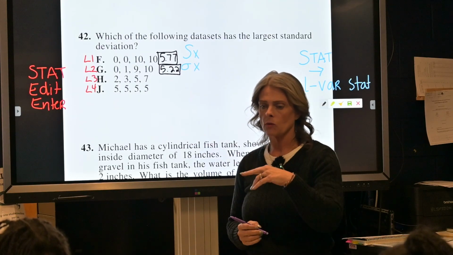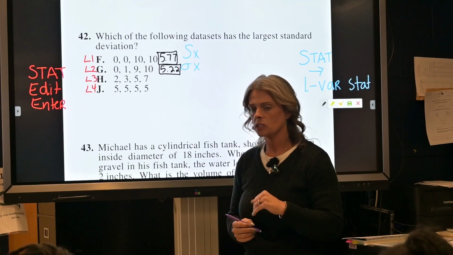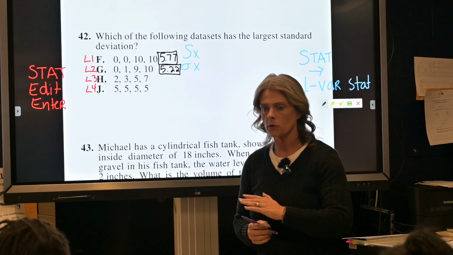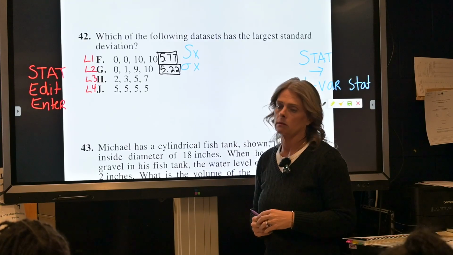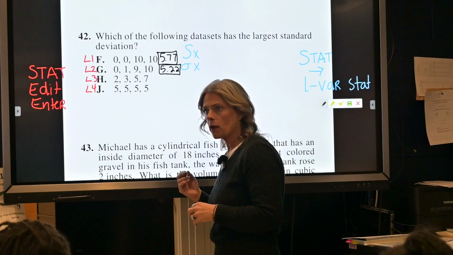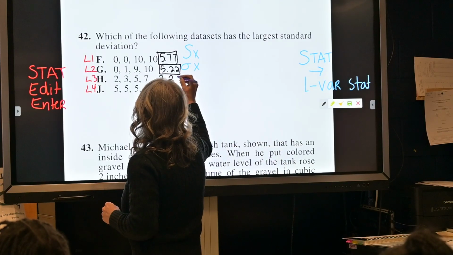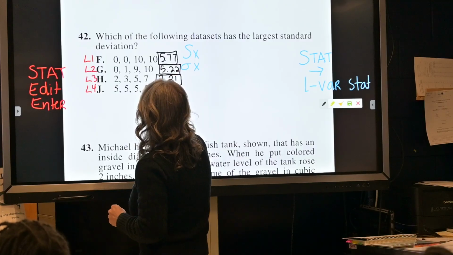Now we're going to hit stat again. Go over to the right once to calculate. You're already on one variable statistics. Let's switch it to list 3, so second and the number 3. Go down to calculate and tell me what your standard deviation is for that one. 2.217. We'll leave it there.